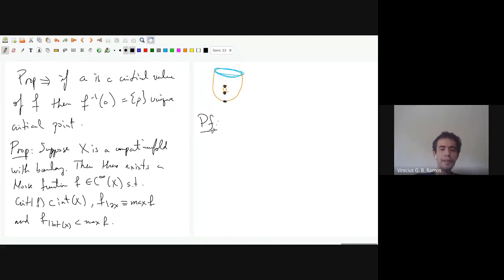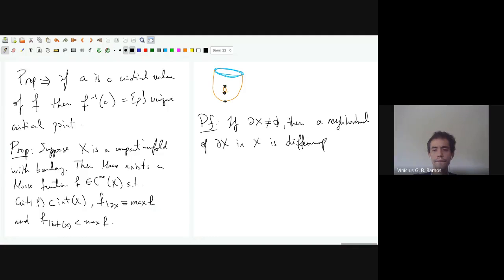So first of all, if the boundary of X is not empty, then there exists a collar neighborhood of the boundary. So then there exists a neighborhood of the boundary in X diffeomorphic to minus epsilon, 0 times the boundary of X. Okay? So now we can define a function.